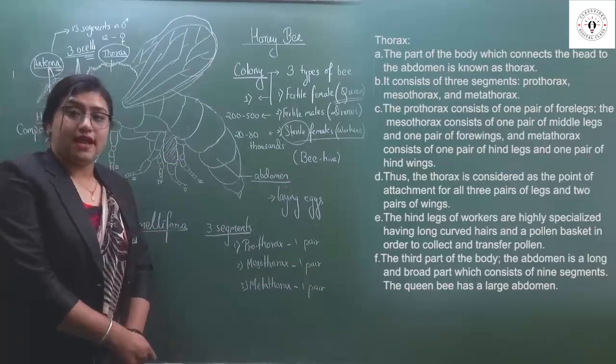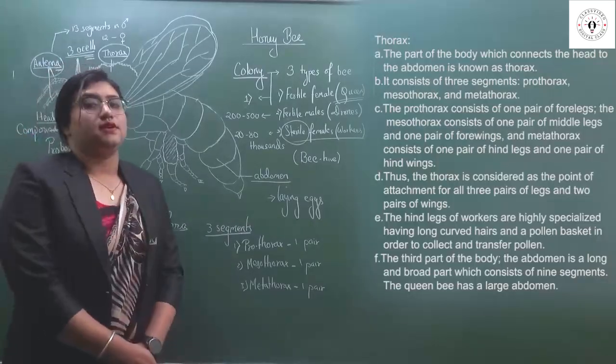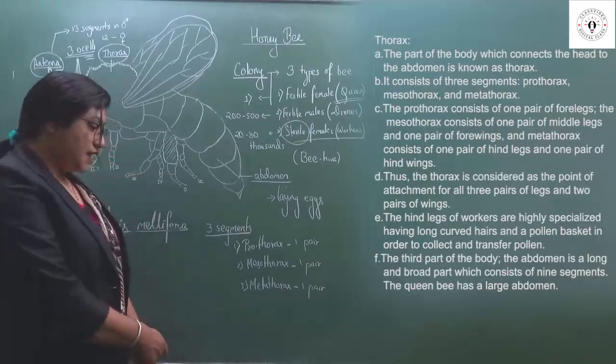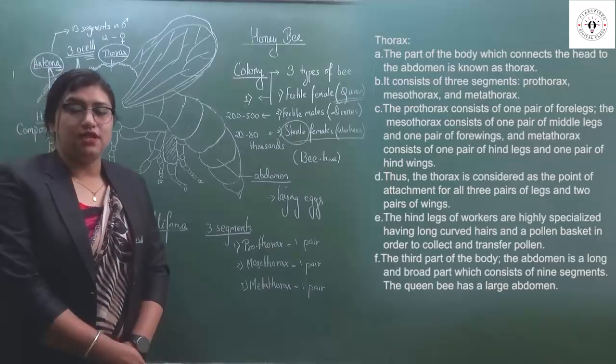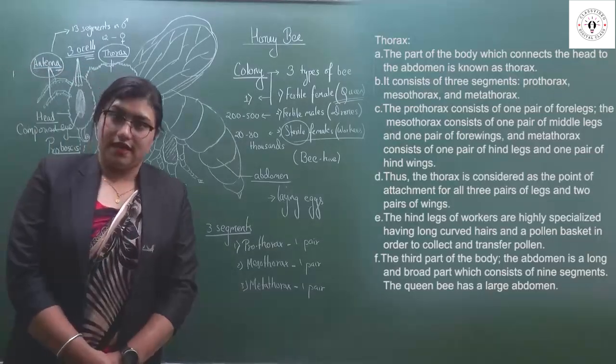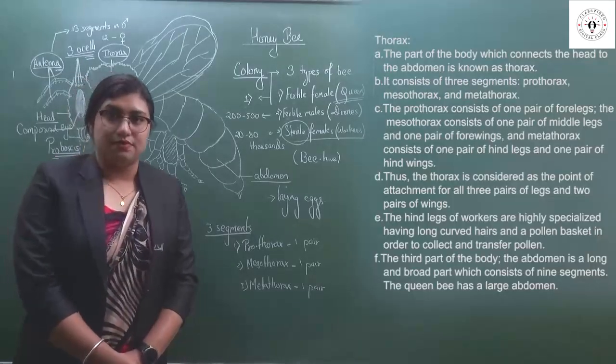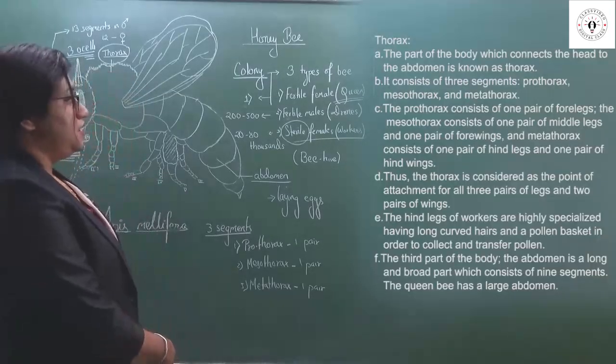Okay. So prothorax consists of 1 pair of appendages. Mesothorax consists of the next pair, and metathorax consists of the 3rd pair. So altogether, there are 3 pairs of jointed legs, and that is why the honeybee has been kept under the Insecta. We should always remember this point.